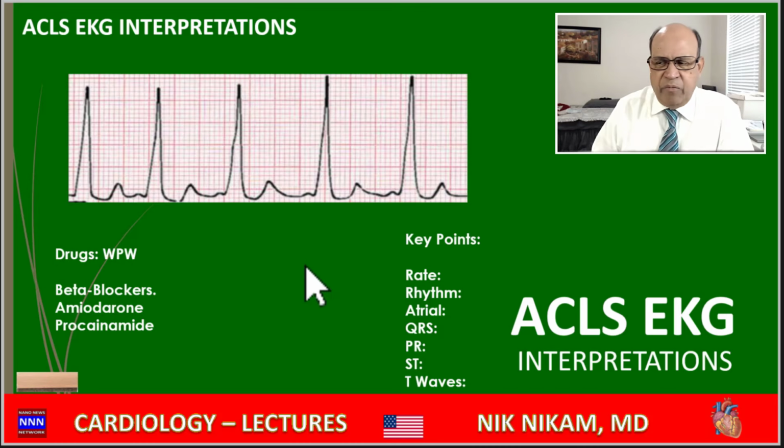So always keep in mind, if you are dealing with a patient with WPW who comes in with a tachycardia with a wide QRS complex, think of procainamide. Procainamide is one of the few drugs that reduces the conduction in the accessory pathway.